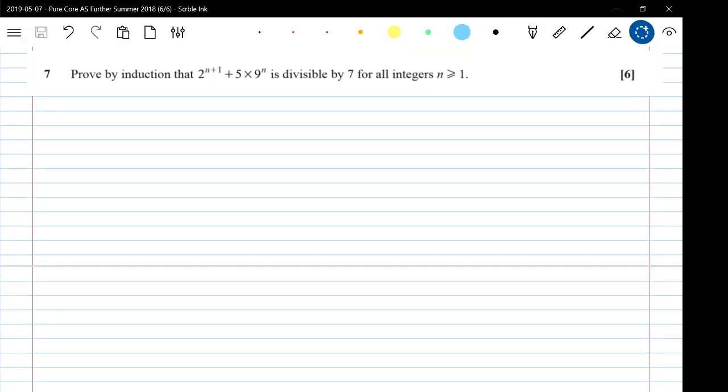Okay, question 7. Proof by induction. Prove by induction that 2^(n+1) + 5 × 9^n is divisible by 7 for all integers n greater than or equal to 1.